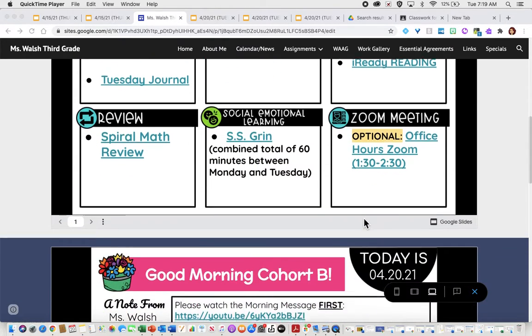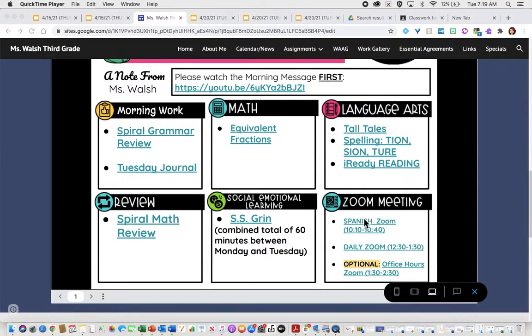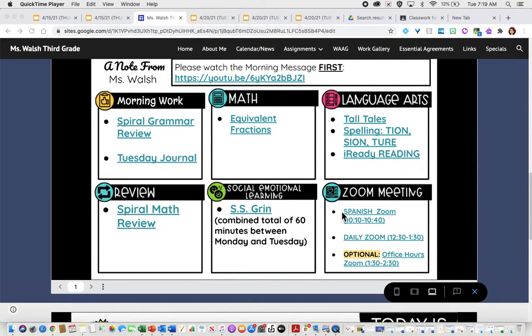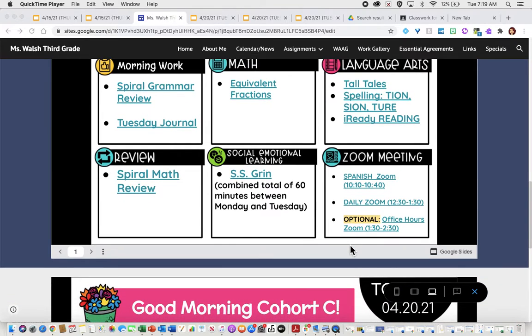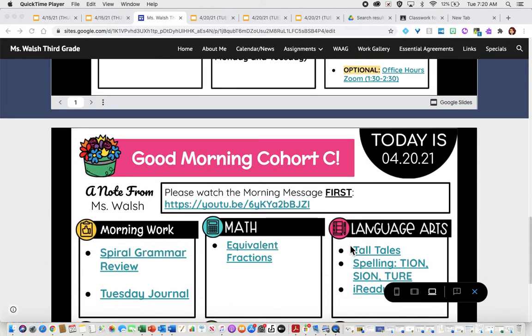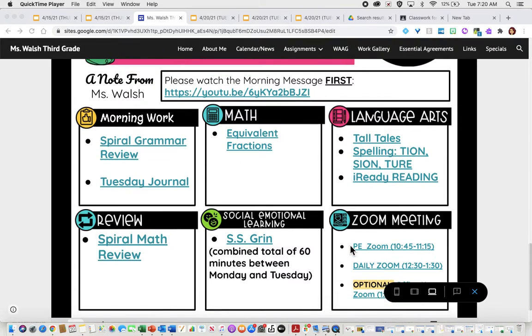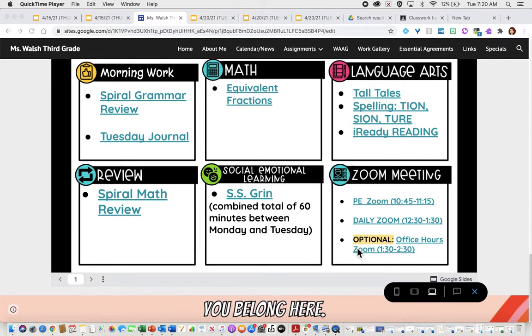We have A group, you just have office hours. B group, you have Spanish this morning at 10:10, as well as daily Zoom 12:30 to 1:30 and office hours. And cohort C, you have PE at 10:45, daily Zoom at 12:30, and then office hours 1:30 to 2:30.